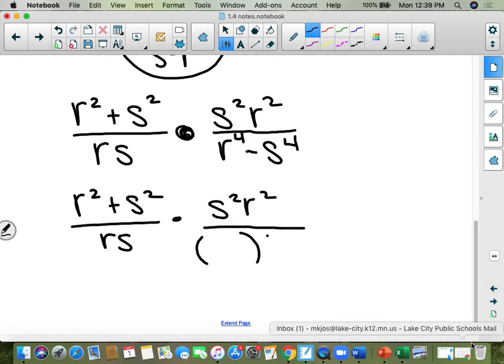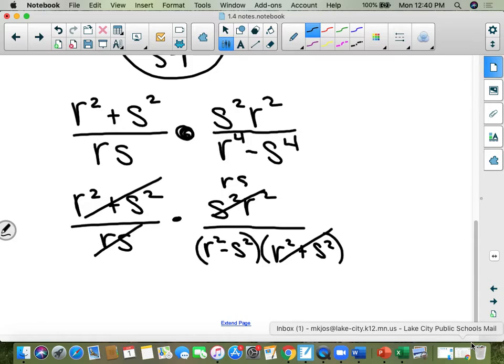And this is a difference of two perfect squares, r to the 2nd minus s to the 2nd, and r to the 2nd plus s to the 2nd. These two are identical, so they can cancel each other out. There are no pluses or minuses, so I can cancel them out, and I can make this an r and an s. My final answer is rs on the top over r squared minus s squared on the bottom. And now some of you will go farther and cancel the r's out, and you can't. One's multiplying an r and an s, and the other one is subtraction, so you cannot do that.